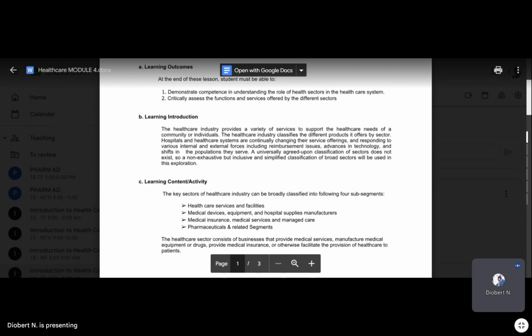sectors of the healthcare industry. Okay, the healthcare sector consists of businesses that provide medical services, manufacture medical equipment or medications or drugs, provide medical insurance, or otherwise facilitate the provision of healthcare to patients.